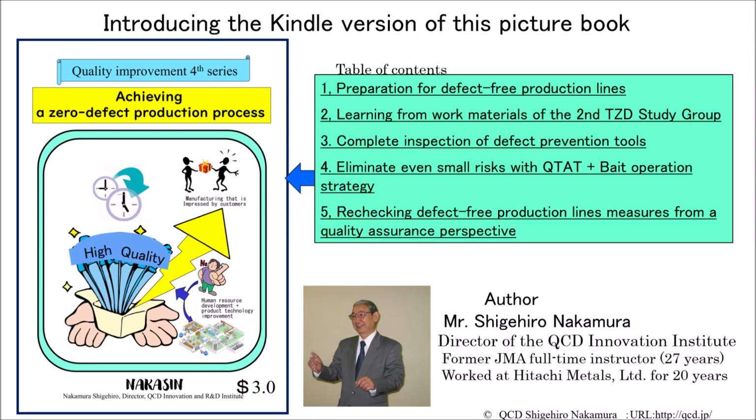In this fourth series, we will introduce the findings and case studies from the second TZD Study Group, which has achieved results by taking measures to eliminate existing defects, as introduced in the previous series, and by striving to realize a production process that prevents defects from occurring in the first place.